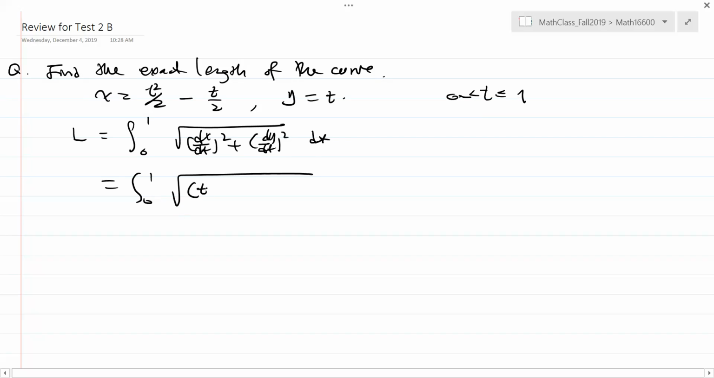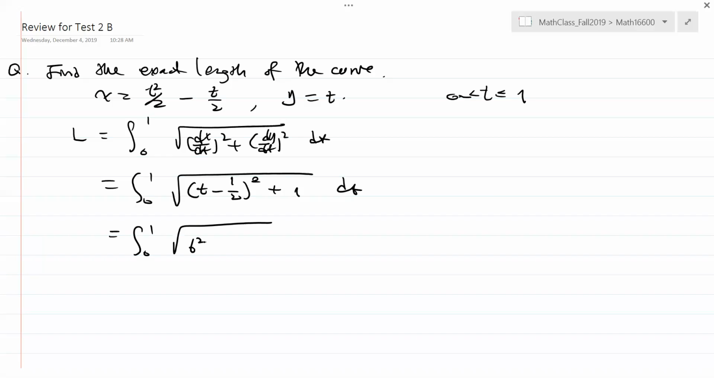The derivative here is t, and the minus half, so plus 1 and dt. Maybe you cannot evaluate it, then just leave it. I'm not sure, I just randomly picked two functions, so it's not clear if I'm able to evaluate it or not. So it's the integral, this is a t squared. I'm trying to make a problem which I can evaluate.